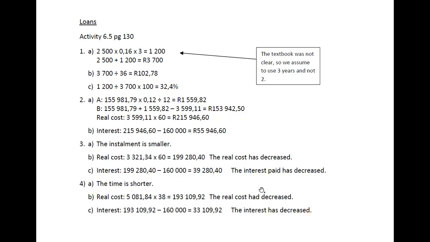Similar thing with question 4. You pay a larger installment. That means that you'll pay it off over a shorter period of time. If you're paying it over a shorter period of time, the real cost can decrease. You'll notice the real cost did decrease. That was actually because you're paying off more of the balance every month, which means that you'll be paying less interest per month. Look at the table. You'll notice the interest amounts are smaller between the different options there. Okay, and you also see as a result the interest is smaller because the interest has decreased.